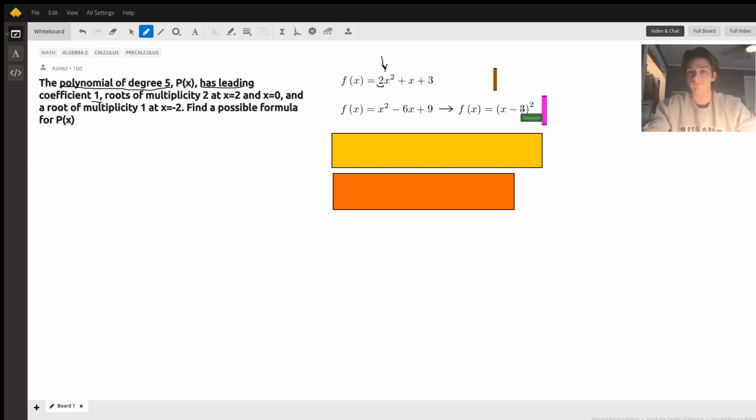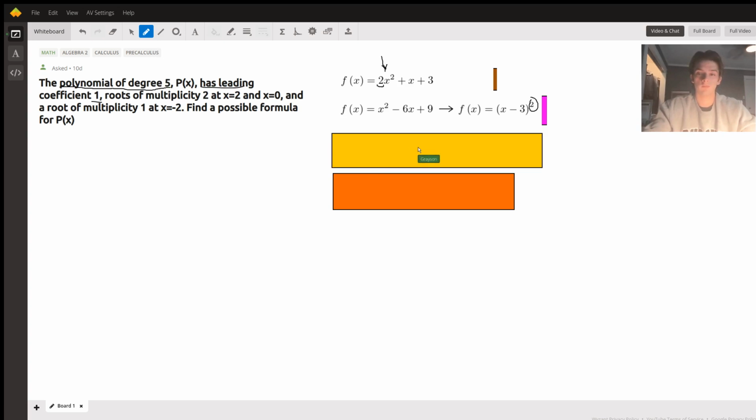So basically, this exponent up here is the multiplicity of the root, okay? That means that when x equals 2, that phrase is going to be squared. And when x equals 0, that phrase is also going to be squared. And when x equals negative 2, that phrase is not going to be squared. It's going to be to the power of 1.